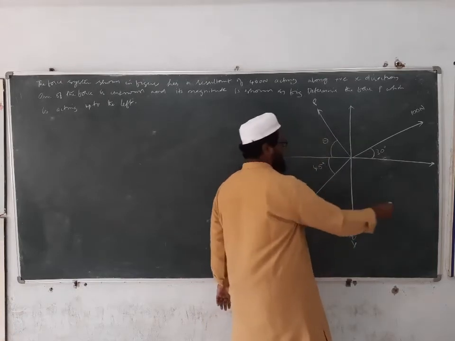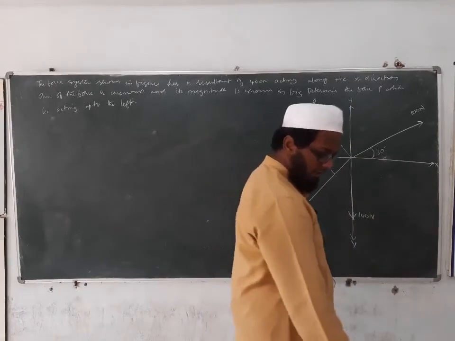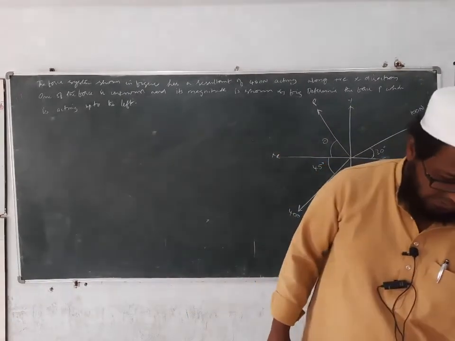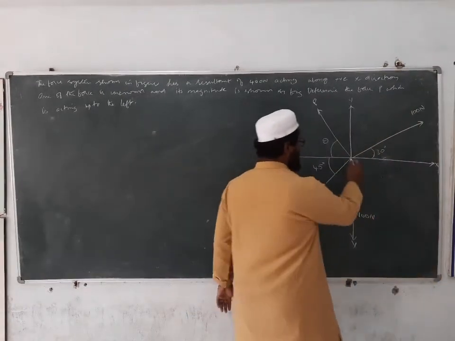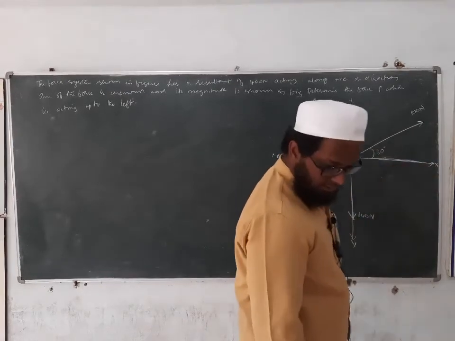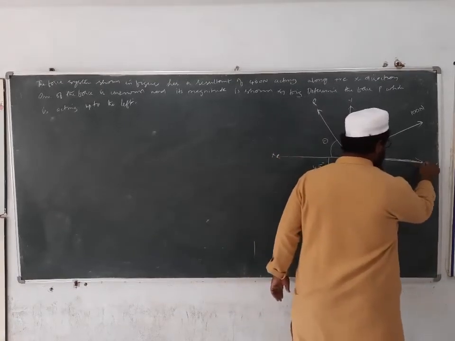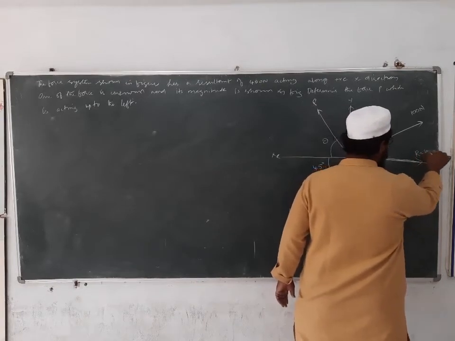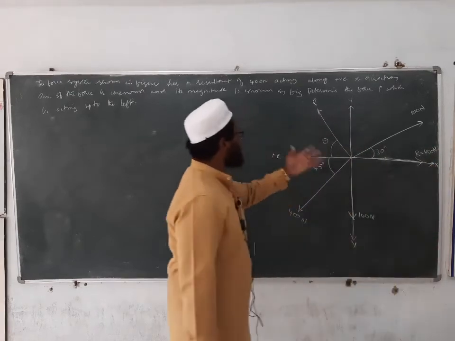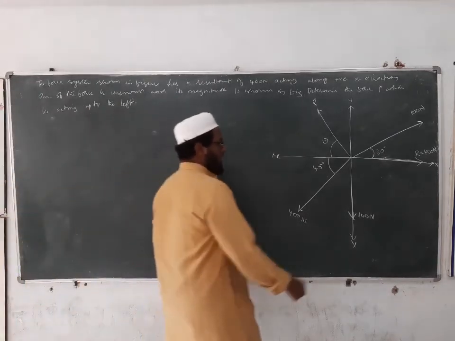This is y-axis. This is x-axis. One more thing, it is mentioned that the resultant is acting exactly in positive x direction, and the intensity of the resultant is also given, that is 400 newtons. This is your resultant R, which is equal to 400 newtons. The resultant is going along positive x direction. This is your resultant.